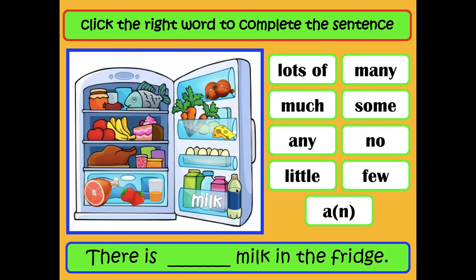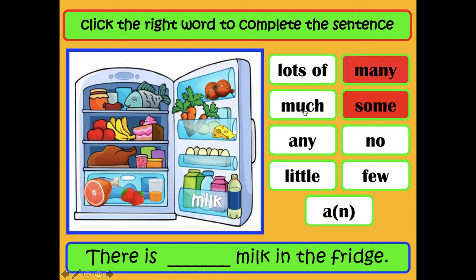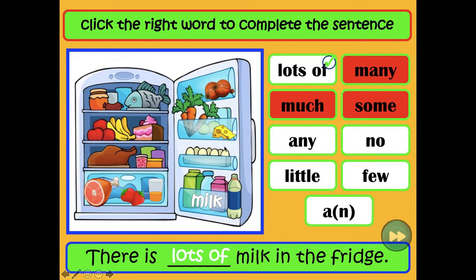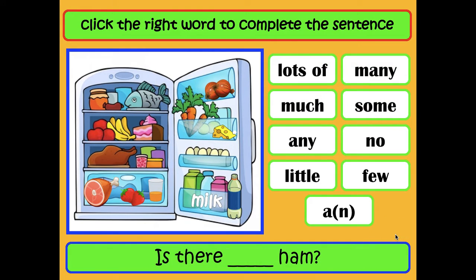The next one, there is milk in the fridge. Where is the milk? Here is the milk. There is some. No. There is many. No. Much. No. A lot of. Yes, there is a lot of milk in the fridge. We have here 1 and 2 cans of milk. Perfect.